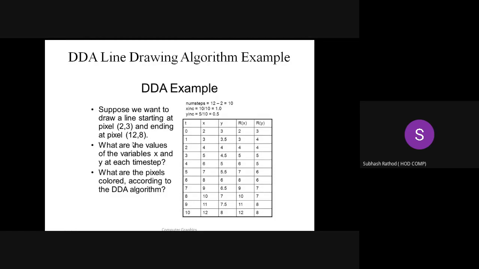I am going slowly now, so I will take more time on this one. Take the pen and paper. First pixel is 2 and 3, write it on the paper. Second pixel is 12 and 8, write it on the paper. I will wait 1 minute for you to take the pen and paper. Everybody take the paper and pen.